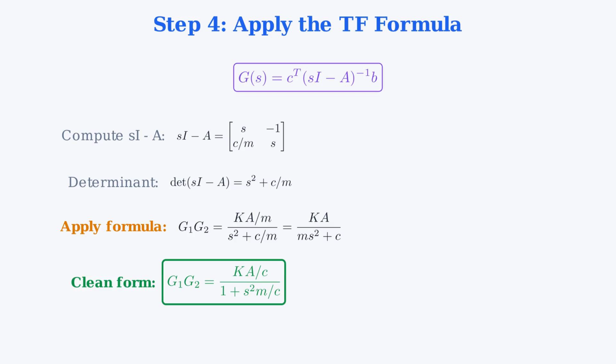So the inverse is 1 over (s squared plus c over m) times the matrix s, 1, minus c over m, s. Now multiply. C transpose, then the inverse, then B. The result is ka over m divided by (s squared plus c over m). Multiply numerator and denominator by m to clean up. ka divided by (m s squared plus c). Factor c from the denominator. ka over c divided by (1 plus s squared m over c). This is G1 times G2.